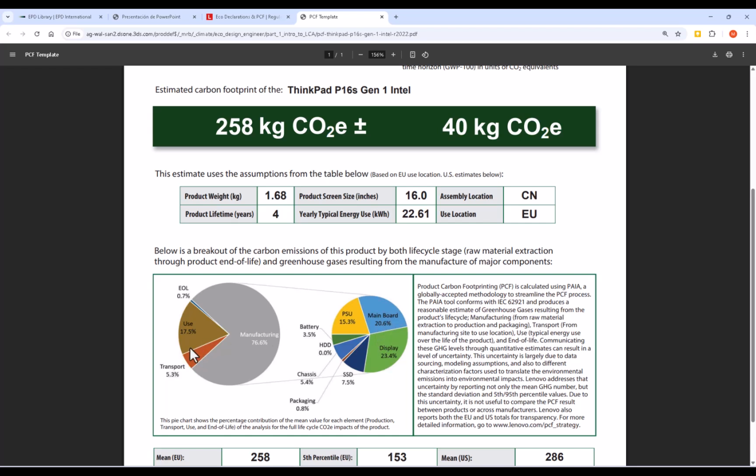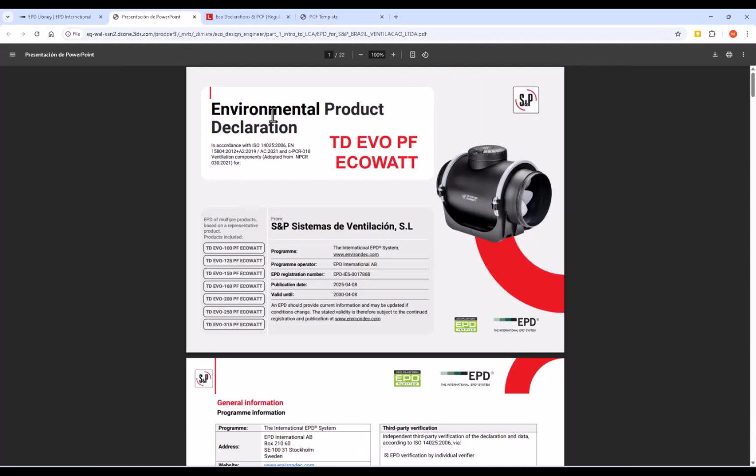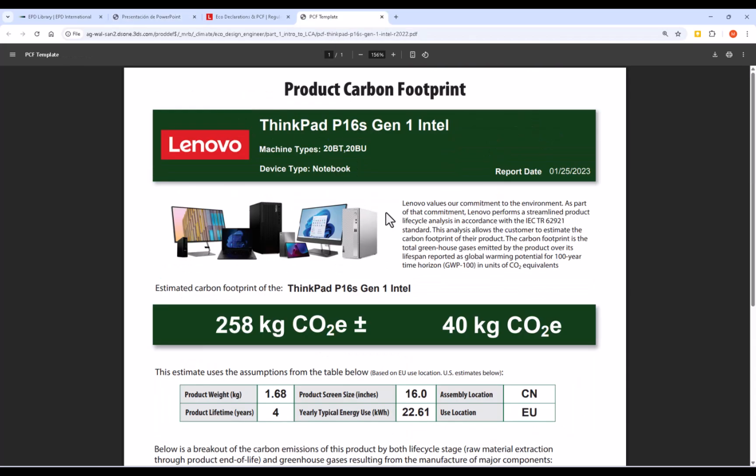And then we see here that 17.5% of this carbon footprint is attributed to the use phase of the laptop, so consuming electricity, running, using the laptop. 5.3% is attributed to transportation, basically going from the manufacturer to the end user, and 0.7% of these emissions are attributed to end of life, so disposal of the laptop. And so both of these, the environmental product declaration and this product carbon footprint, these environmental impacts for both of these have been calculated using life cycle assessment.